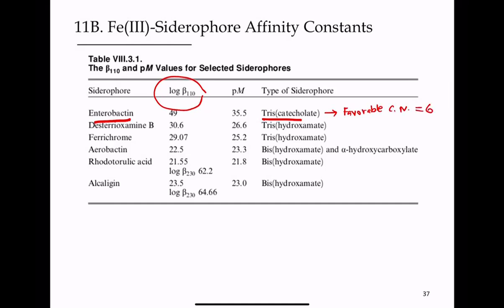The very last thing that I wanted to point out, just to reiterate what we discussed previously: the values that we see here are a comparison of how strongly those ligands bind to iron when they form the complete coordination complex. And as you can see, enterobactin has the highest affinity in this list of siderophores. But then another value that I pointed your attention to at the very end was this value of pM.